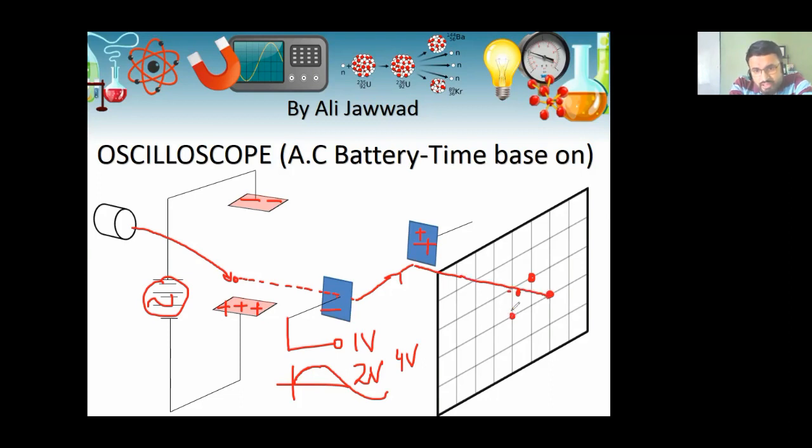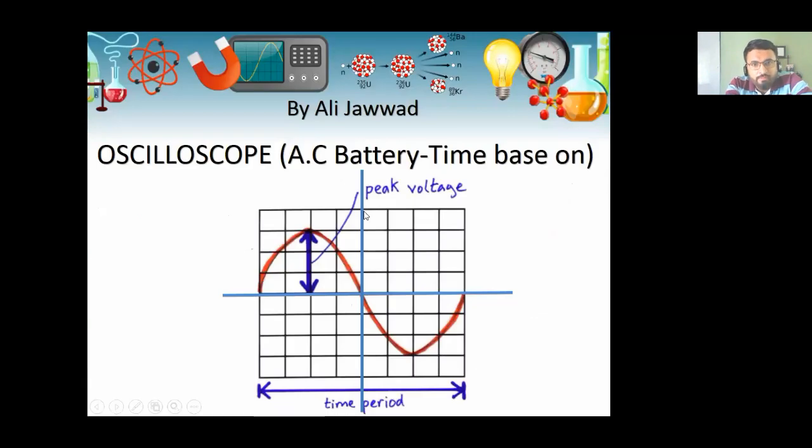So this is how we are able to get an AC supply chart on the oscilloscope. And we will observe this kind of image when the time base is turned on and the AC battery is connected along the vertical plates. This will represent the time period, while this is representing the peak voltage.